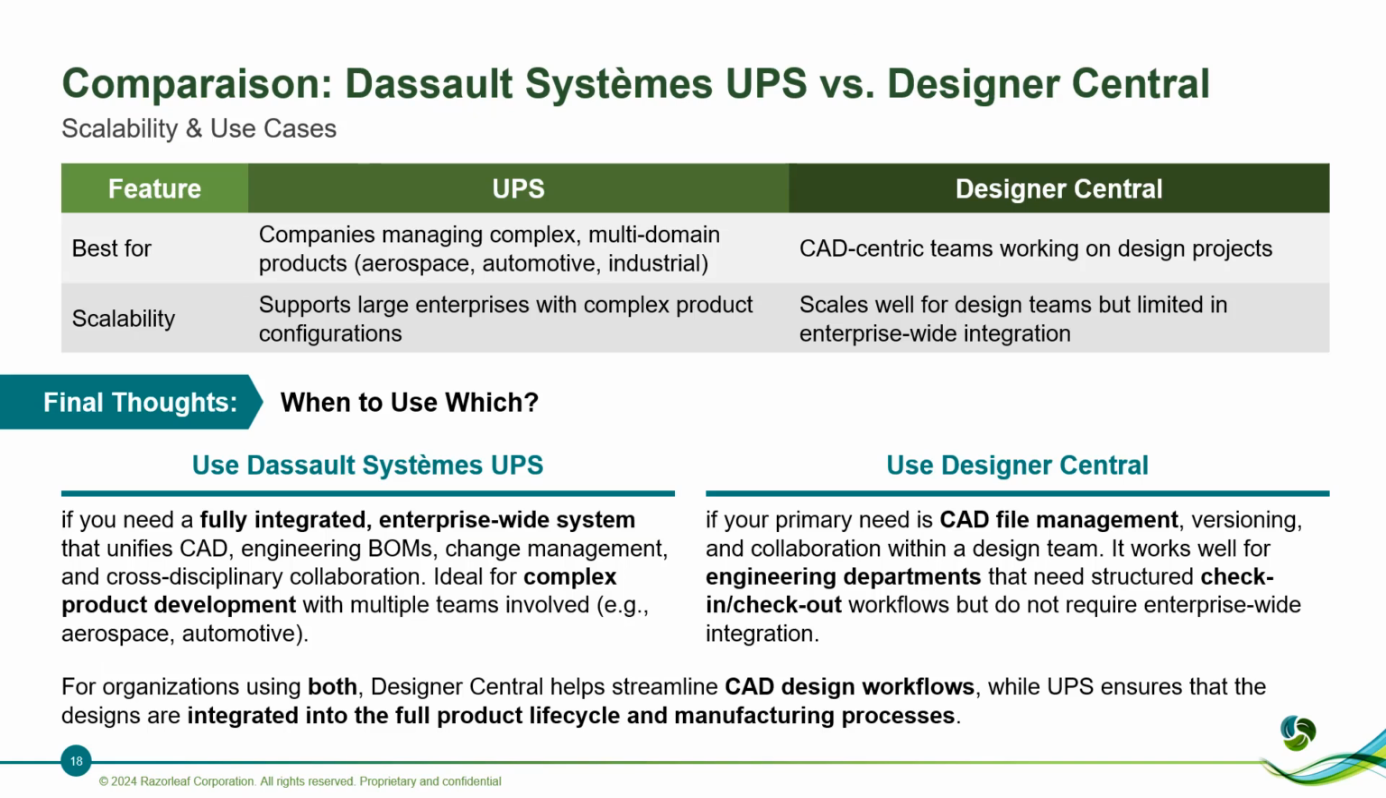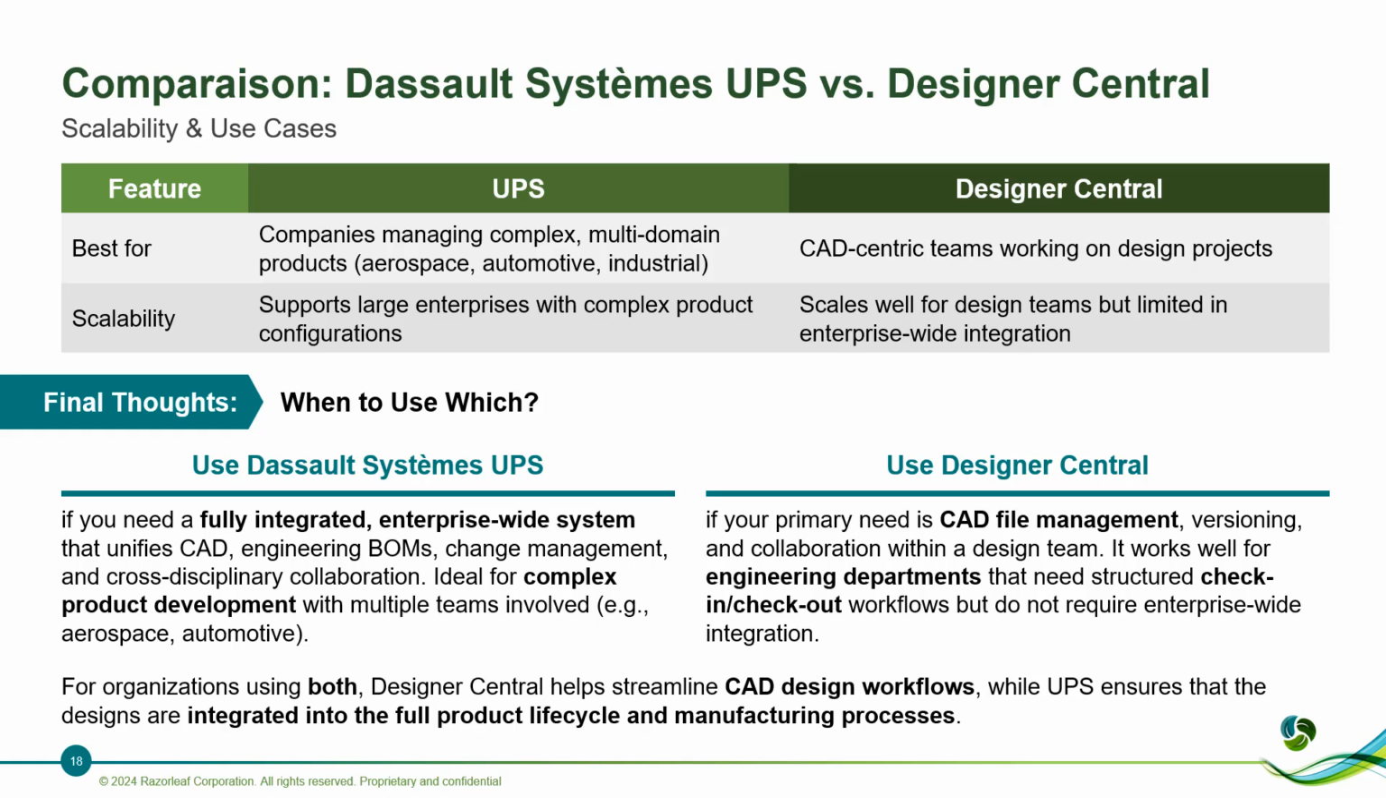So the comparison, the final part of the comparison, you know, UPS is best for companies managing complex multi-domain products, aerospace, automotive, industrial. Now, Designer Central is CAD-centric teams working on design projects. Now, that doesn't mean on the UPS side that you've got to be some big company. It just means that if I was just designing single part components, maybe I would use UPS, maybe not, right? Maybe I would implement something else or just a straight EPDM system.